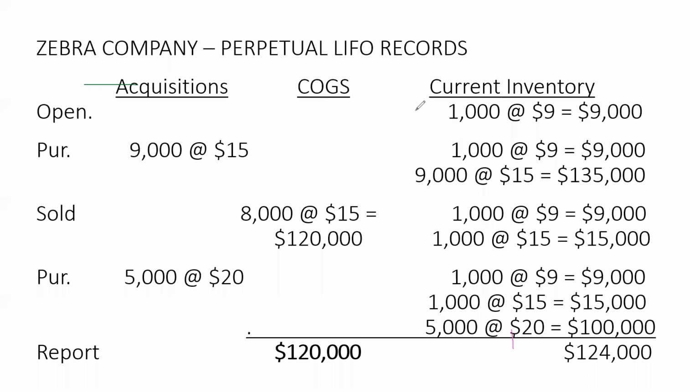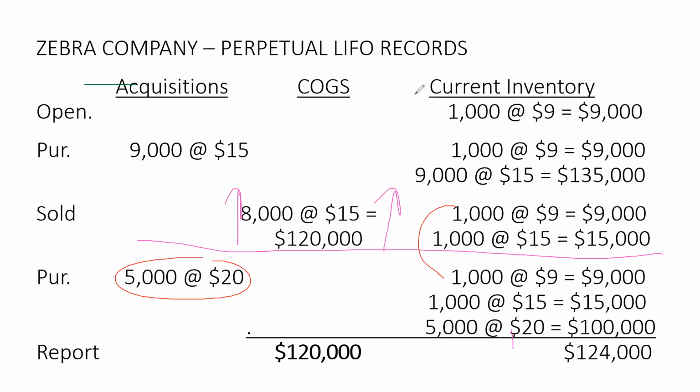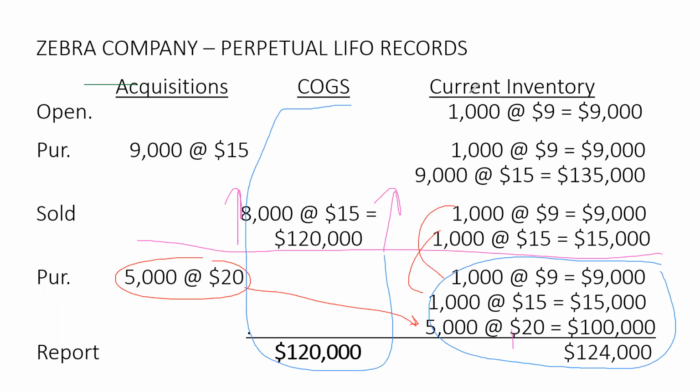Now, in this company, Zebra, they had one more thing happen. Notice that from here up is what we've previously done. And then after we've done that, they buy 5,000 more units at $20 a piece. So that goes into your inventory. These 1,000 are still there. These 1,000 are still there. And now you've added these 5,000. What is your ending inventory? Your ending inventory is this cell right here, $124,000. What is your cost of goods sold? It's everything in this column. So cost of goods sold is $120,000.